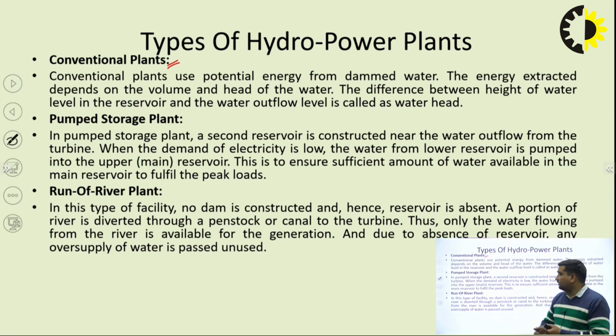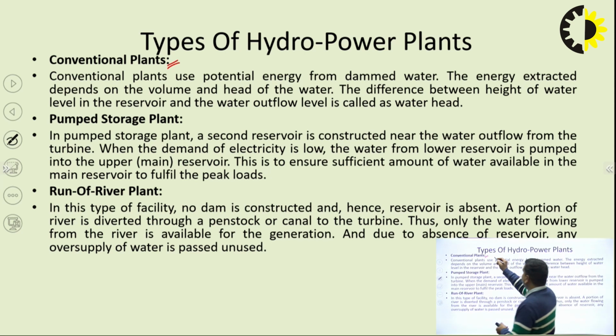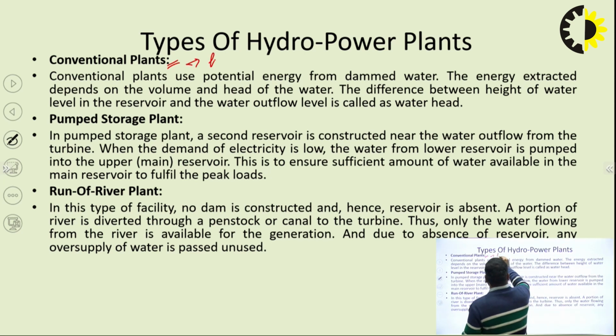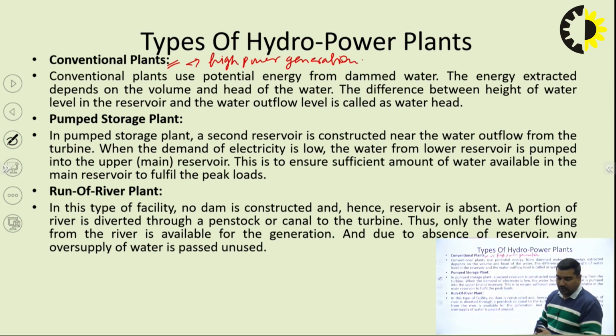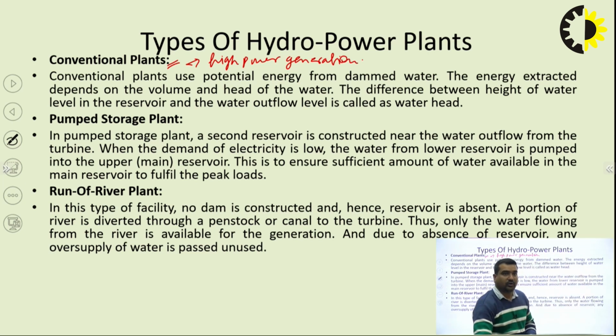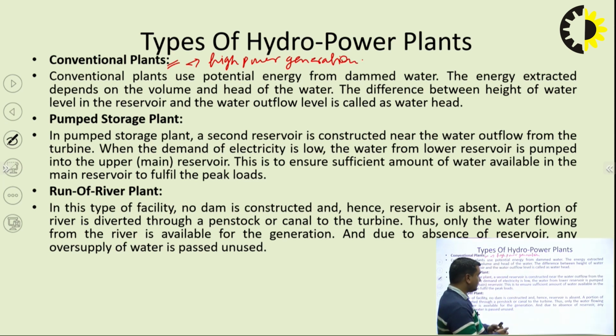So generally these are big plants. These are big plants, which means they are used for high power generation, and their cost is also high. Their installation cost is high. Okay, their installation costs are high, and here the energy extracted depends upon the volume and head of the water.